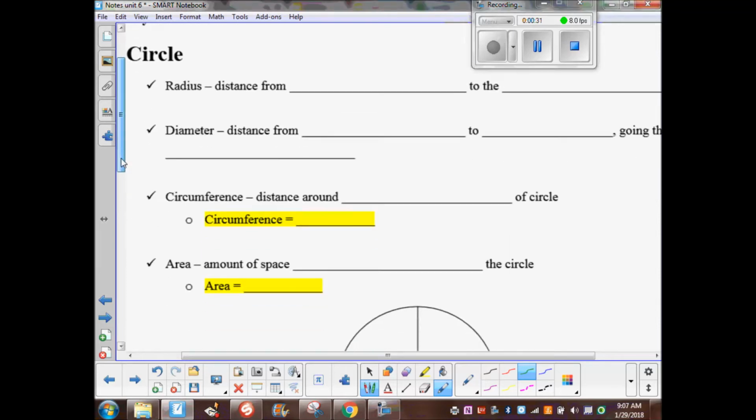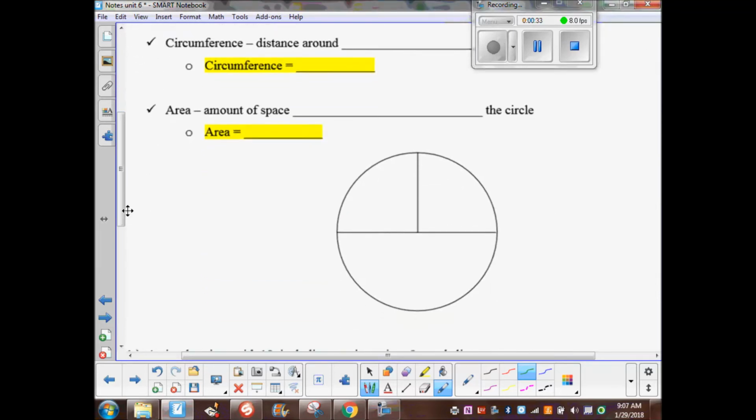So the first one, the circle. Let's look to the middle of your page and label that circle. We've got some points of reference: A, B in the center, C over to the right, and D up at the top. So we need to talk about the parts of the circle.